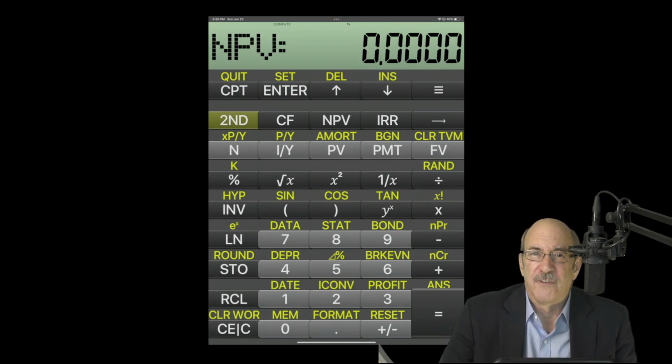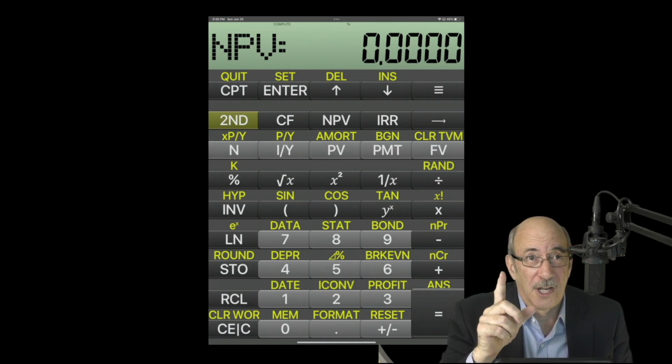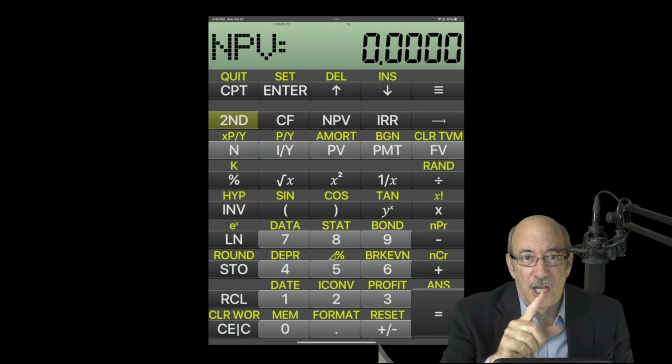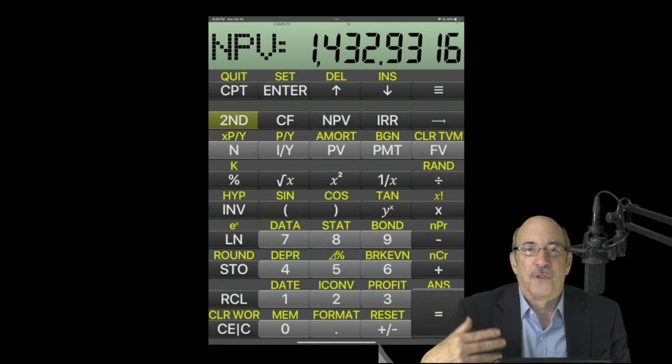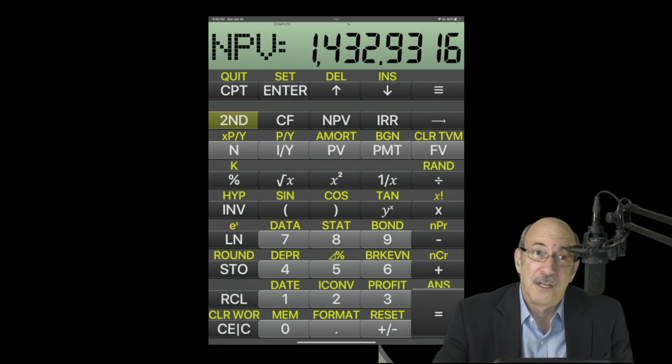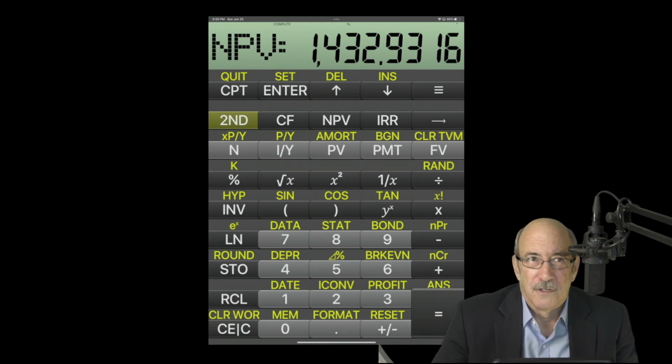Now we hit the down arrow one more time. Now we get to NPV, but it says 0. One more keystroke that I need: I've got to hit the compute key, the CPT at the very upper left. When I hit that, I get my $1,432.93 and a little bit of change on the side too. So if you want to do it on your calculator, that's the way to do it.